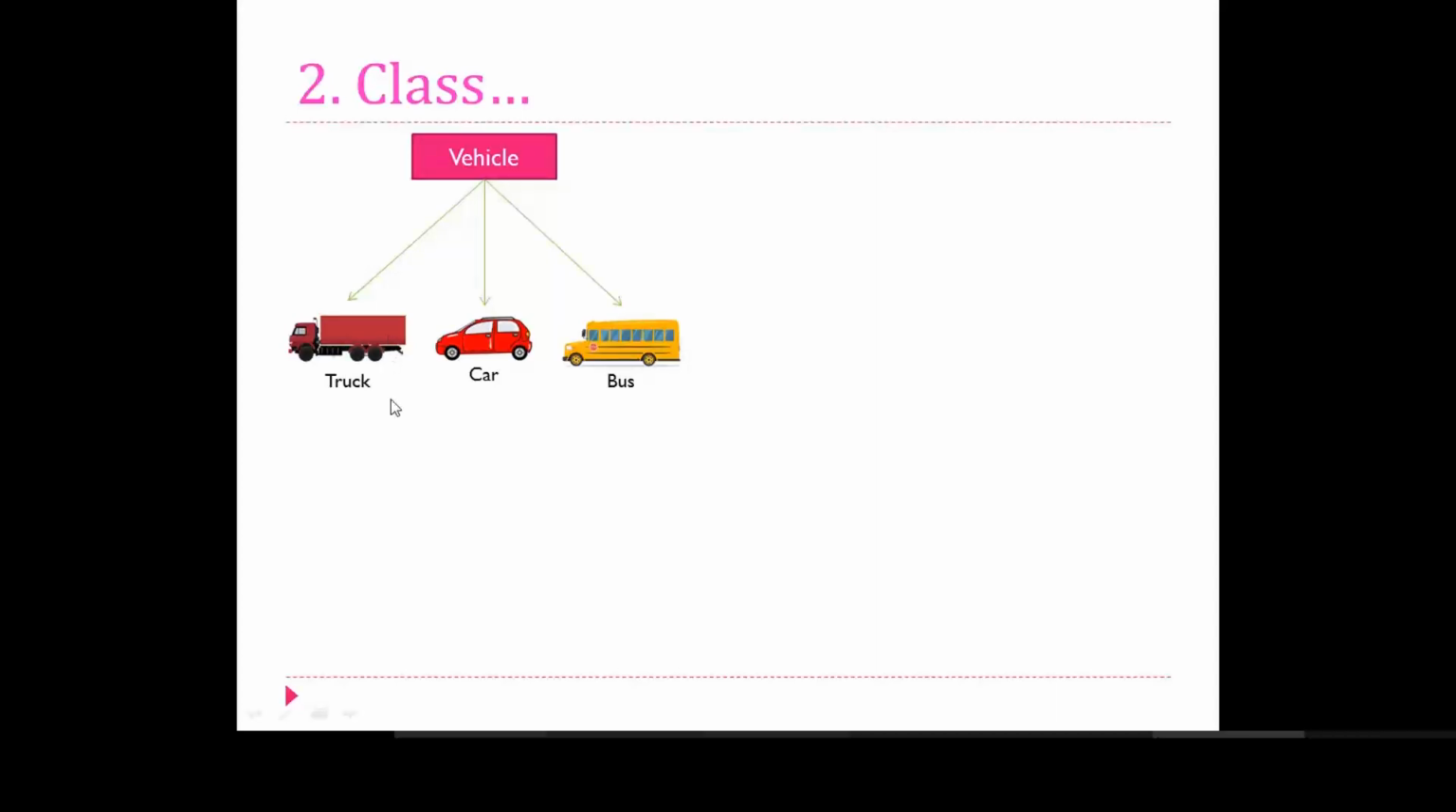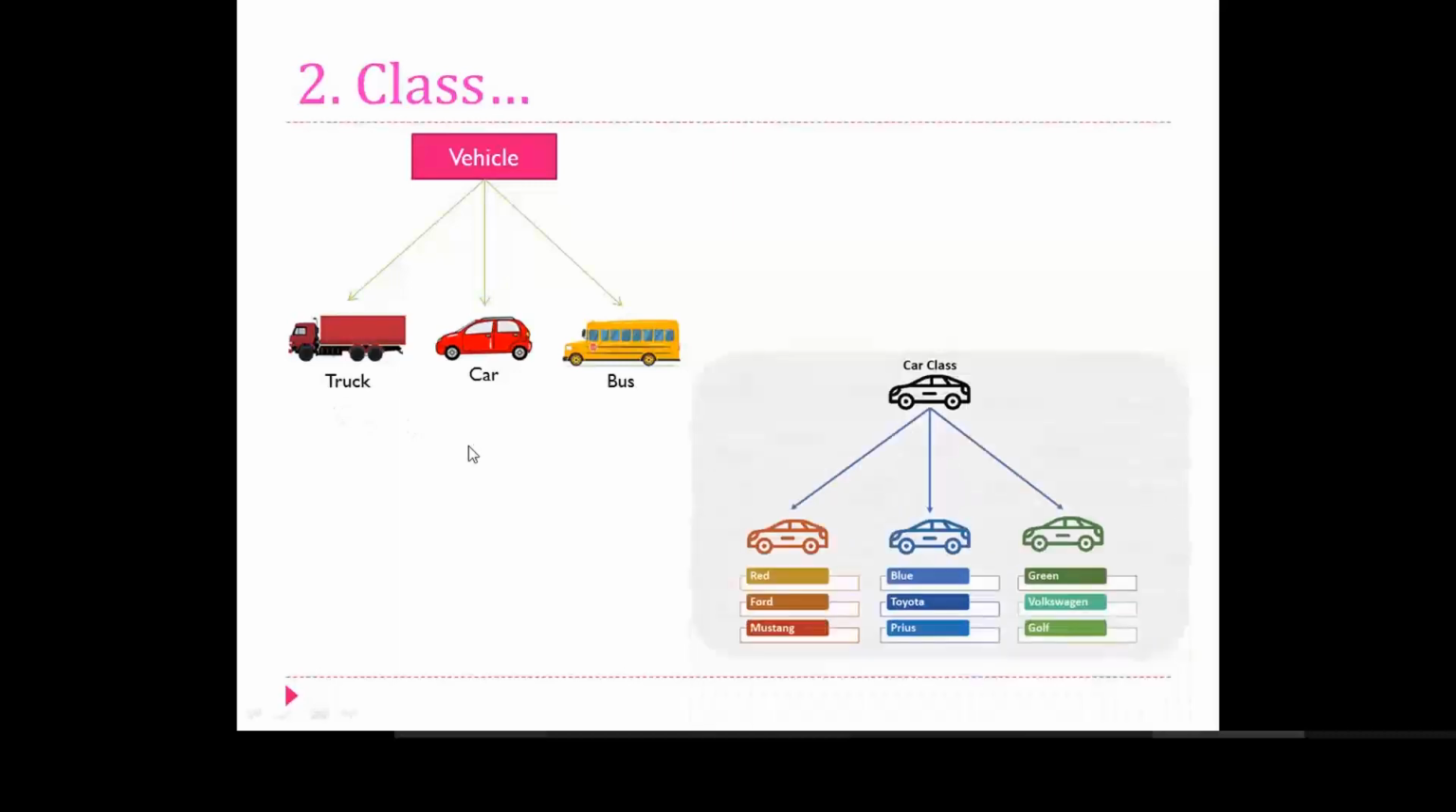So vehicle may have objects such as truck, car and bus. Whether truck, car and bus are all objects? Not always. Keep this in mind. For example, if a truck is a physical entity, physically available, that alone is called an object. A group of trucks can also be a class. Remember this. Keep this picture in mind.